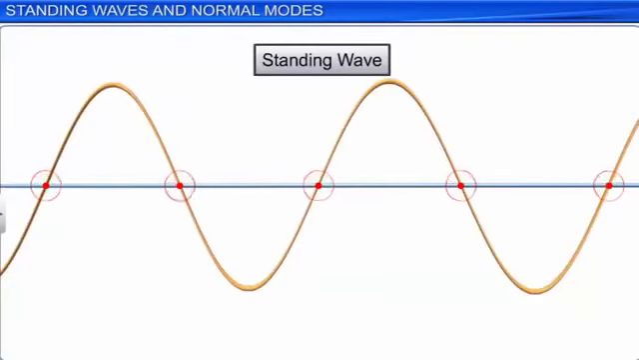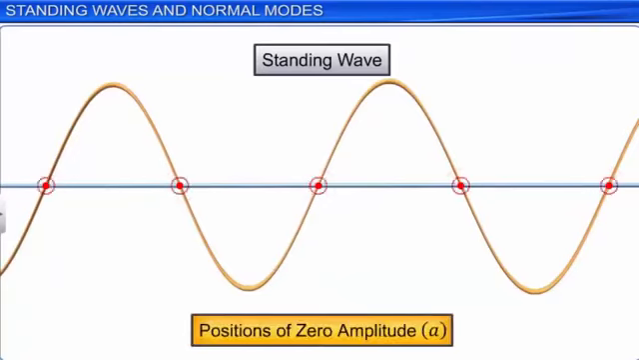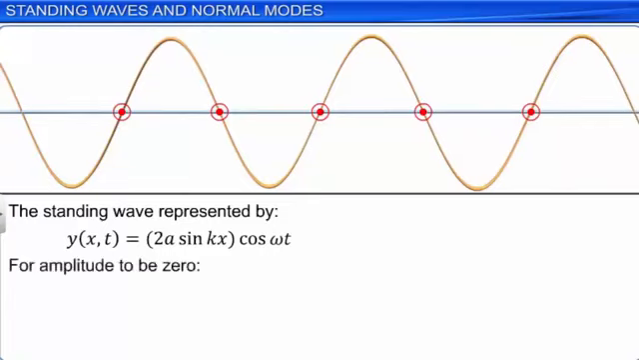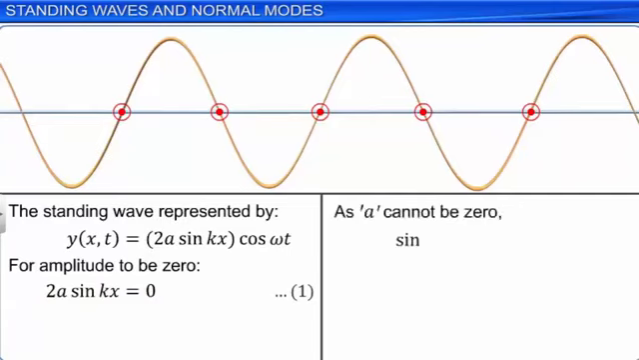Let us now find the positions of the elements of the stretched string where the amplitude of the standing wave is zero. The standing wave is represented by y(x,t) is equal to 2a sin kx cos omega t. For amplitude to be zero, 2a sin kx has to be equal to zero. Let this be equation 1. As a cannot be 0, sin kx has to be equal to 0. This means kx is equal to n pi. Let this be equation 2. And the values of n are equal to 0, 1, 2, and so on.